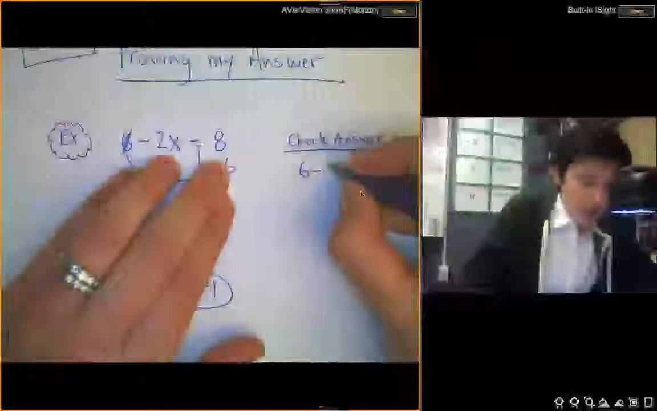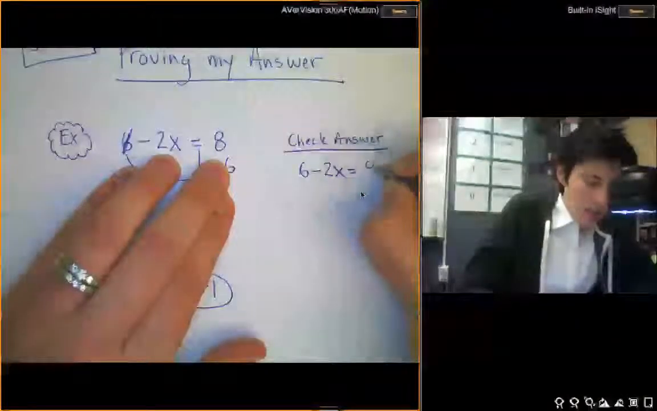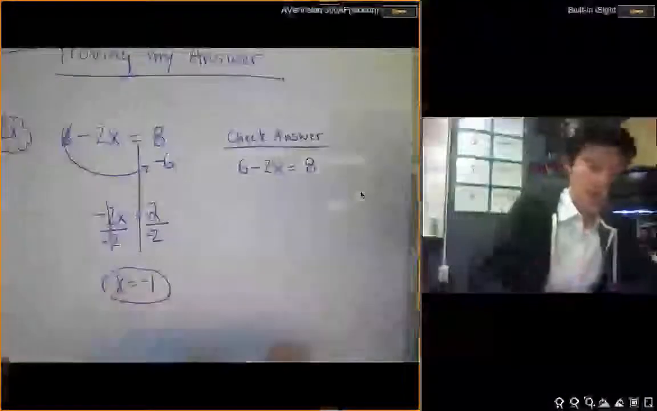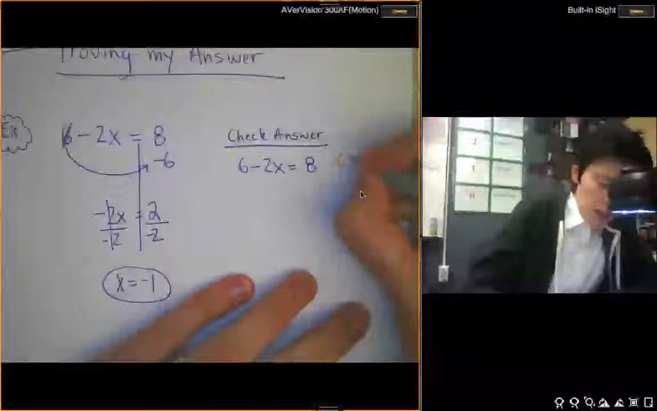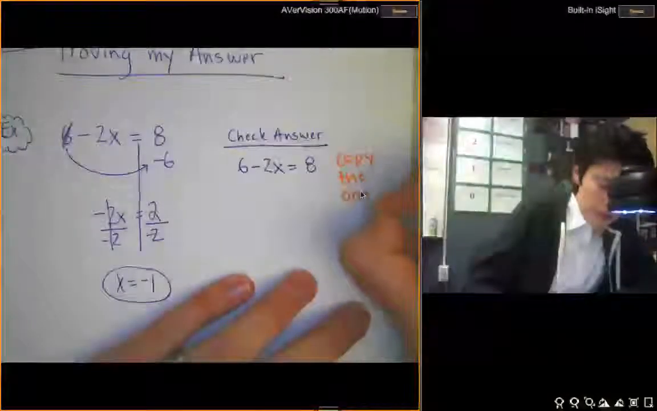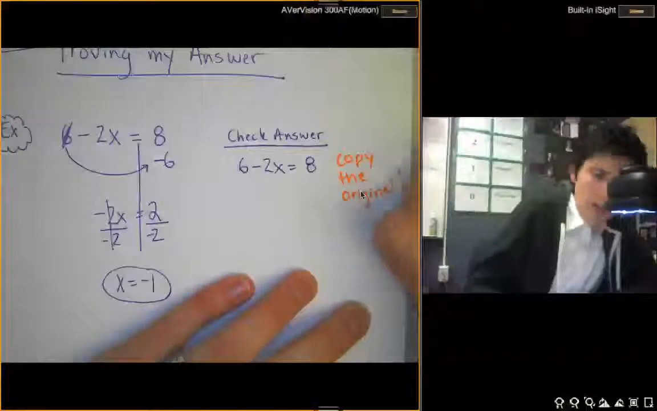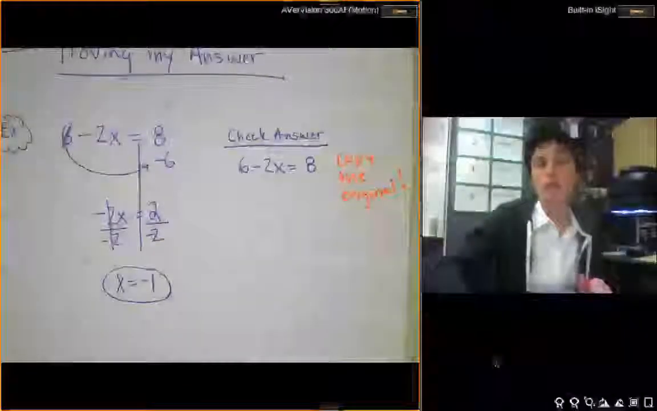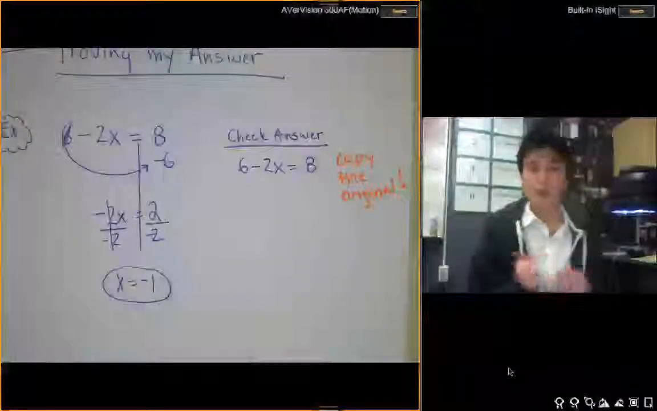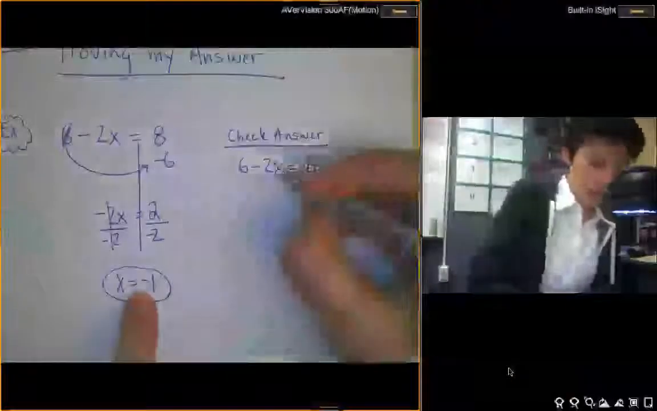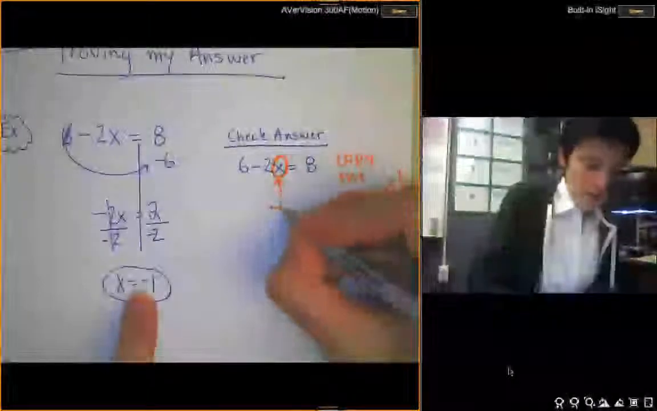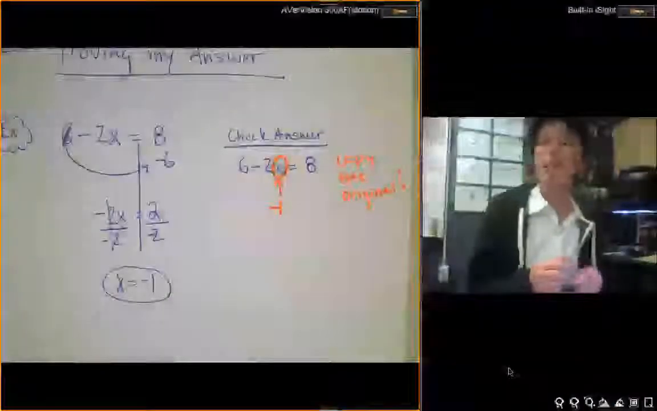6 minus 2x equals 8. And because we're doing this for our notes and we're trying to make sure we understand this process, I'm going to write over here, copy the original. Copy the original. That's the first thing we're going to do. Then what we're going to do is we think we know the answer for x. We think it's a negative 1. So I'm going to circle the x and I'm going to change it into a negative 1. It's not going to be an x anymore. It's going to be negative 1.